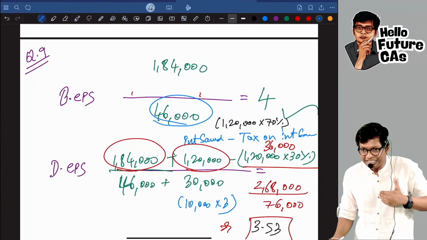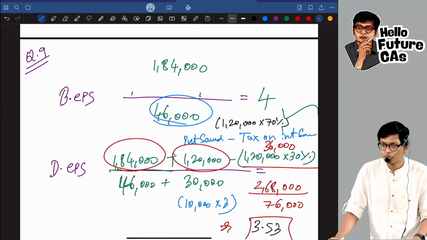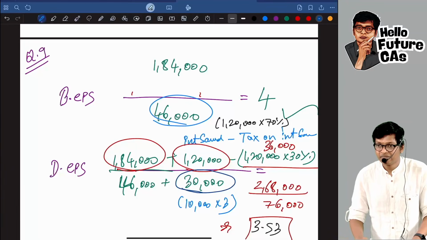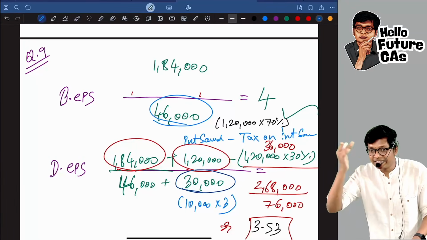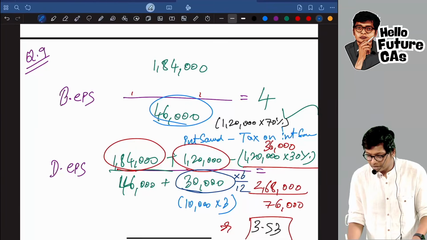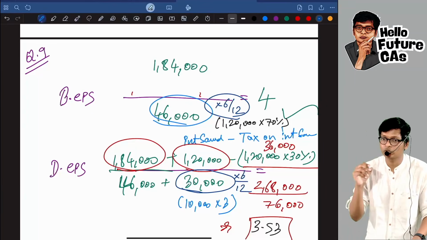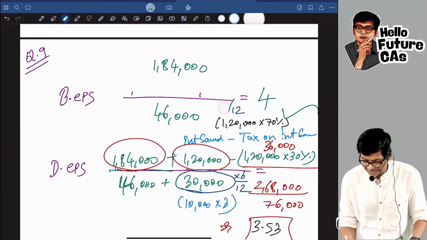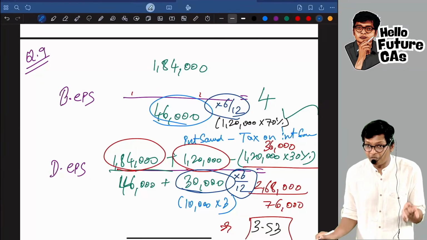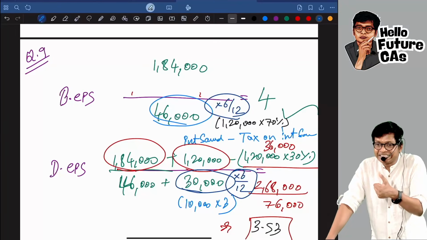They may introduce weights even for diluted EPS, where they will say these 30,000 shares will be converted in the middle of next year. Then here also you have to do into 6 by 12, and into 6 by 12 will be added. Sorry, not for basic, only in diluted, because it's being converted in the middle of next year. That means it is potential only for 6 months, so I will do it like that.